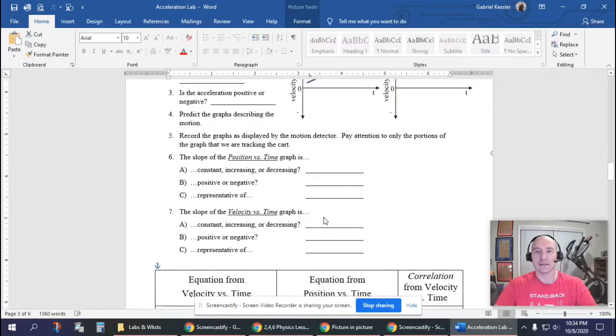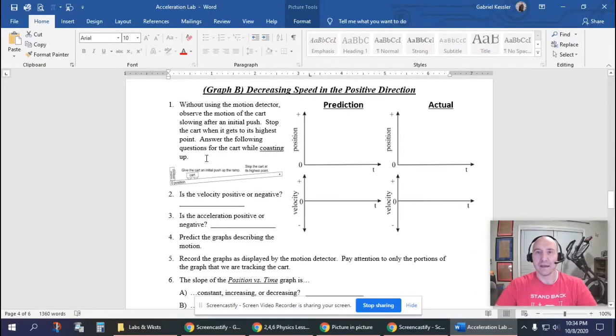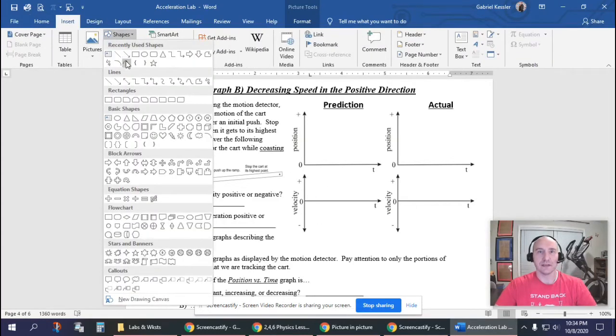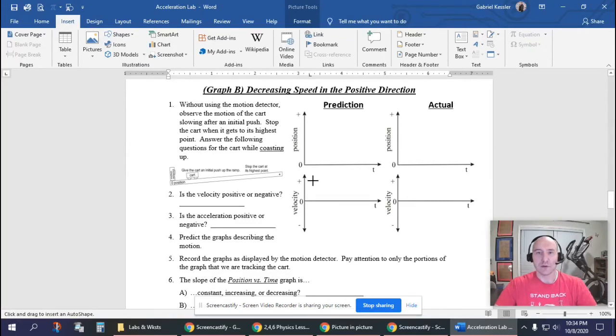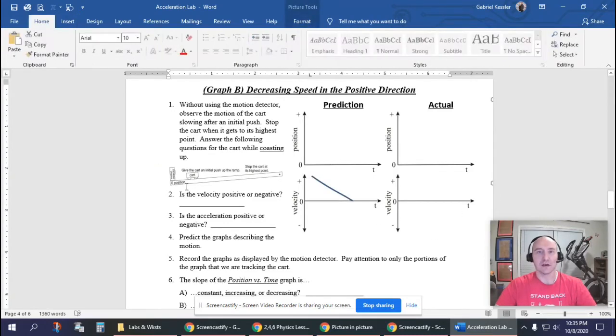All right, let's talk about graph B. Graph B is going to be, as we're moving away, we have some velocity, but then we're going to be slowing down because we're going uphill. All right, so let's do the velocity versus time graph first. Velocity versus time graph should be a little bit easier. We start with a positive velocity, but then we're slowing down. We're getting closer and closer to zero. And since we're on this ramp, it's going to cause a constant negative acceleration. So positive direction, but we're slowing down as we do this.